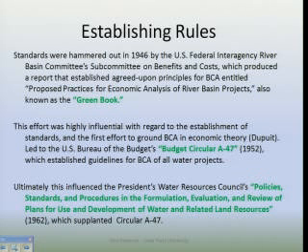Well, we needed standards, and benefit cost analysis didn't have the kinds of standards. So standards were hammered out in 1946 by something called the U.S. Federal Interagency River Basin Committee Subcommittee on Benefits and Costs. A lot of names there, but what it did is it produced a report that established, for the first time, agreed upon principles for benefit cost analysis. It was called Proposed Practices for Economic Analysis of River Basin Projects.